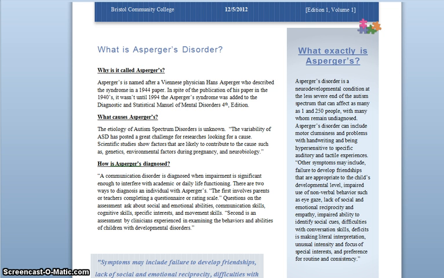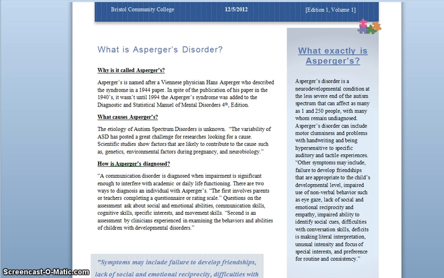So what causes Asperger's? The etiology of autism spectrum disorders is unknown. The variability of ASD has posed a great challenge for researchers looking for a cause. Scientific studies show factors that are likely to contribute to the cause, such as genetics, environmental factors during pregnancy, and neurobiology. How is Asperger's diagnosed?